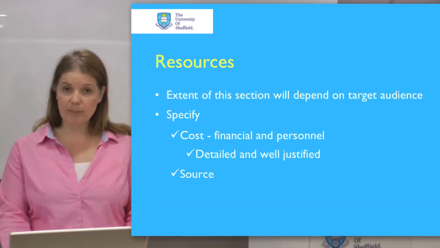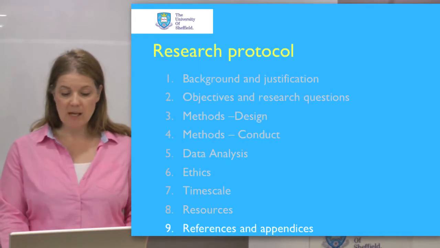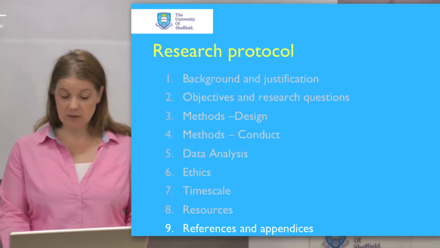Resources, the extent of this depends on the audience. So for your Masters in Dental Public Health protocols, you may not need this section, but with research more generally outside of the course, then we have to specify, for example, the resources that we need, the cost, whether that be the people involved, the finances involved. It needs to be detailed and it needs to be well justified for the research study and the source of the funding as well. And then finally, references and appendices.